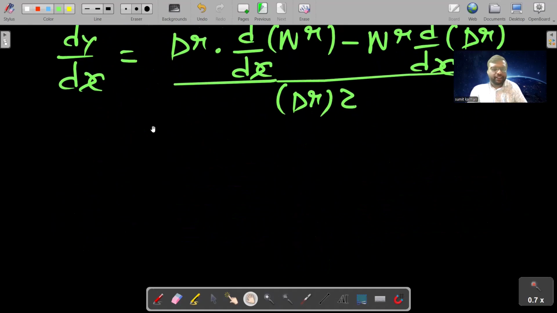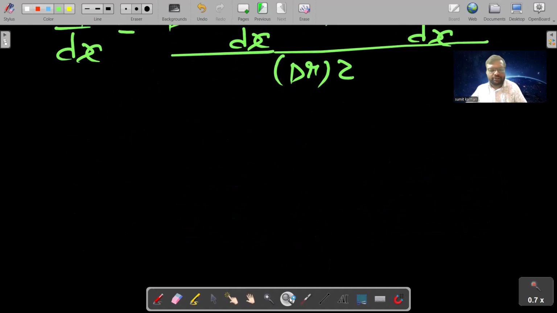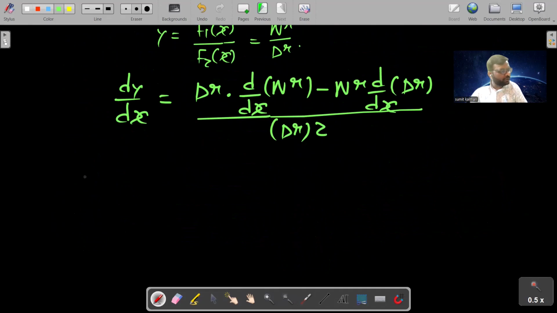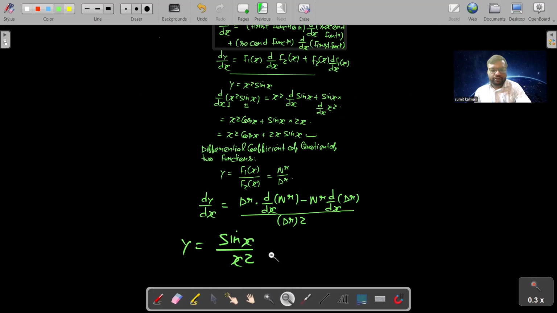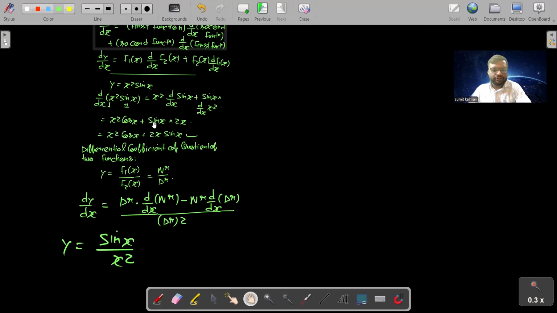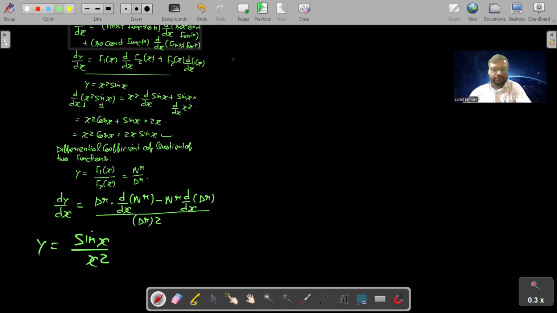Let us solve one example. Suppose we have y is equal to sin x upon x square. Here we have to find its dy upon dx. Just see how to find. I'm solving here.